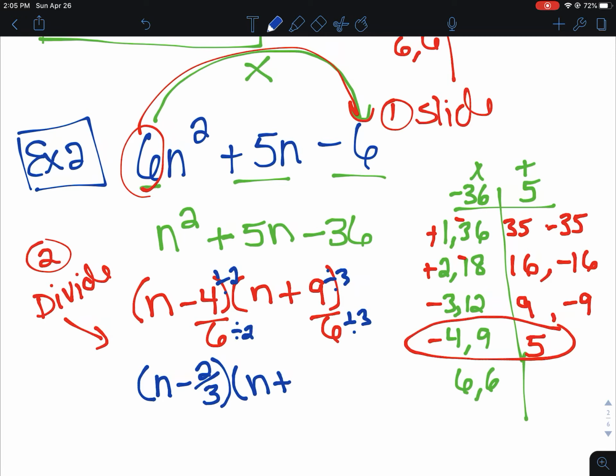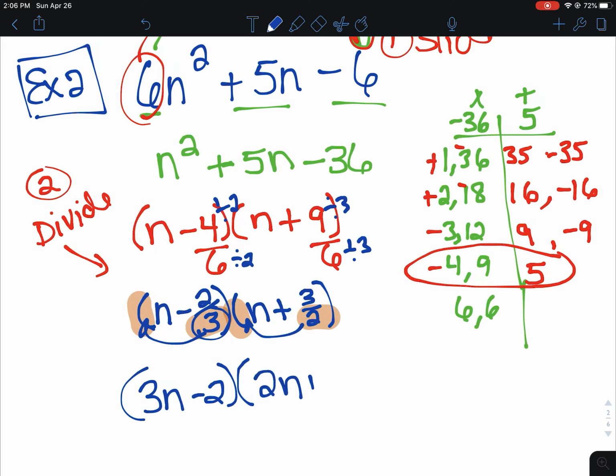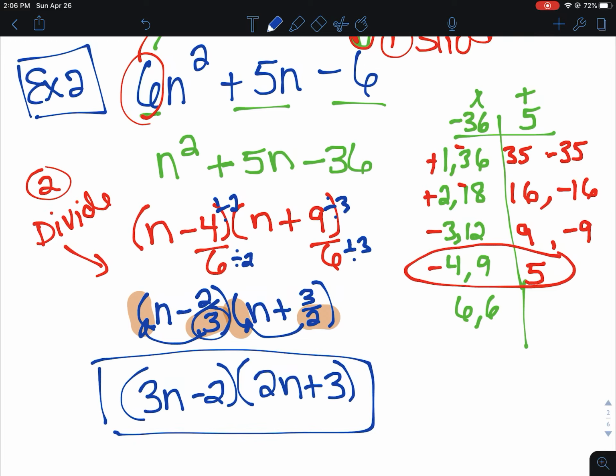Here I took a 2 out. So I would get 3 over 2, right? Those values don't go in evenly, so the final answer is just taking that denominator and moving it in front of the variable. So I would get 3n minus 2 and 2n plus 3, okay? So that would be my final answer.